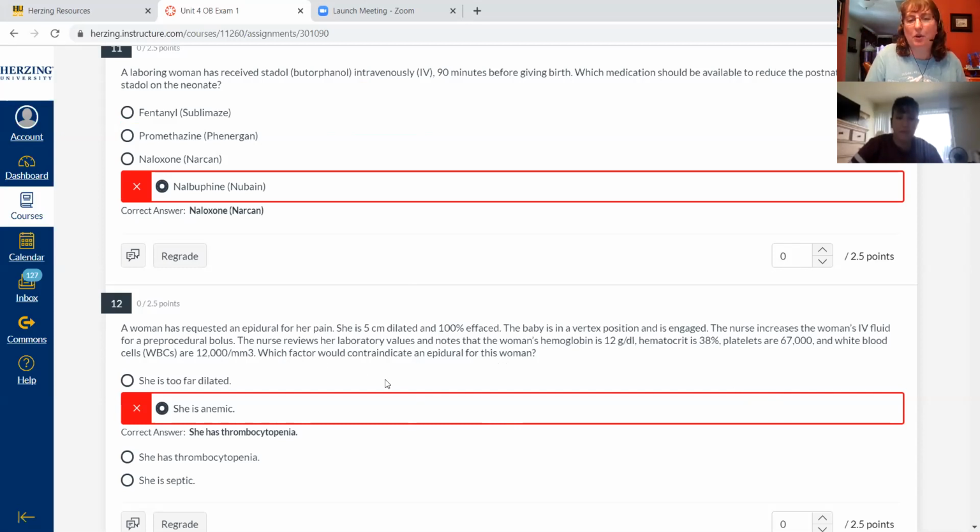So this isn't really an OB type question, even though it is. You could have this in another class and be able to answer it, you know what I mean?